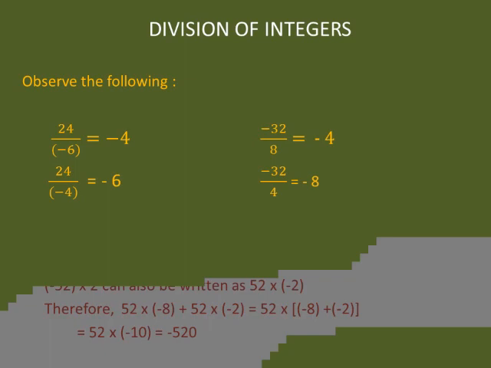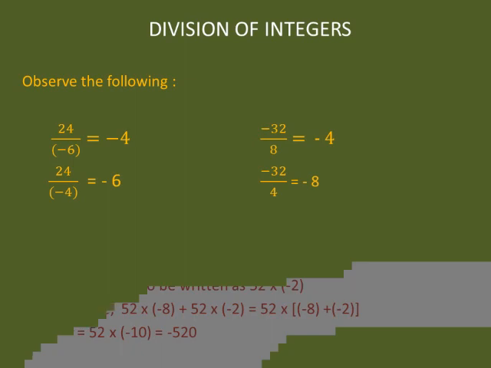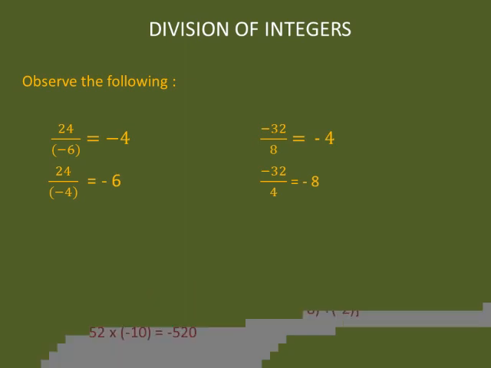In the second one, 24 divided by minus 4 gives minus 6. Again, the numerator is positive and the denominator is negative, and the quotient we get is also negative. In the right hand side examples, minus 32 is divided by 8 and it gives minus 4. Here, the numerator is negative and the denominator is positive, but the quotient is again negative. Similarly, minus 32 divided by 4 gives minus 8. Same, negative numerator, positive denominator gives negative quotient.